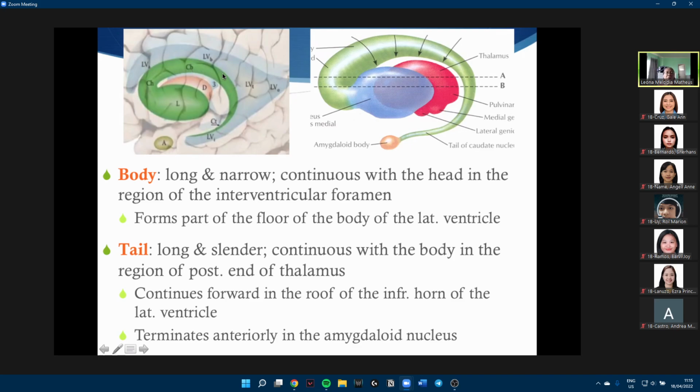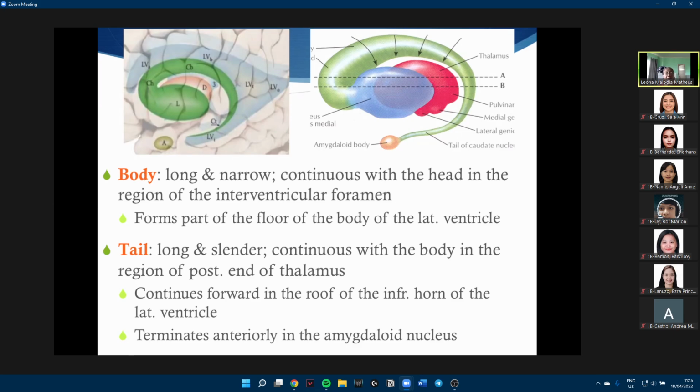Now, what about the caudate tail? So, this is the caudate tail. Again, it is described as long and narrow, and it's continuous with the caudate body at this point, which is described as the posterior end of your thalamus. If you look at this, the letter D is actually for the diencephalon.